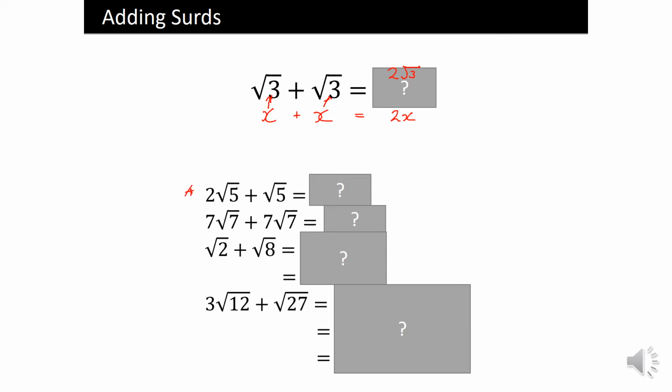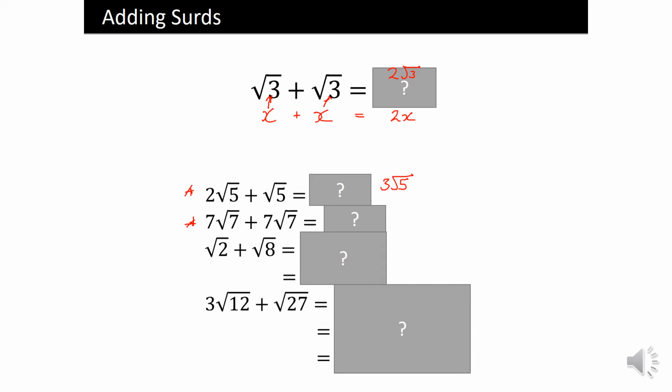First thing we can see, we've got root 5 for both. So let's think in terms of x's and y's. So we've got 2y plus y, which would be 3y. So in this case, if we've got 2 root 5 plus root 5, that would be 3 root 5. So really, really similar to algebra. So if you want to have a think about this next one.